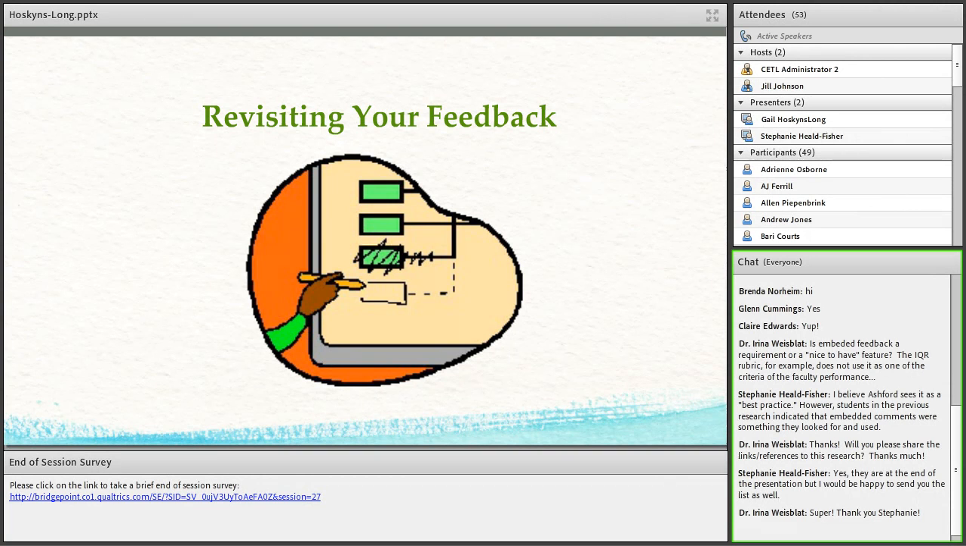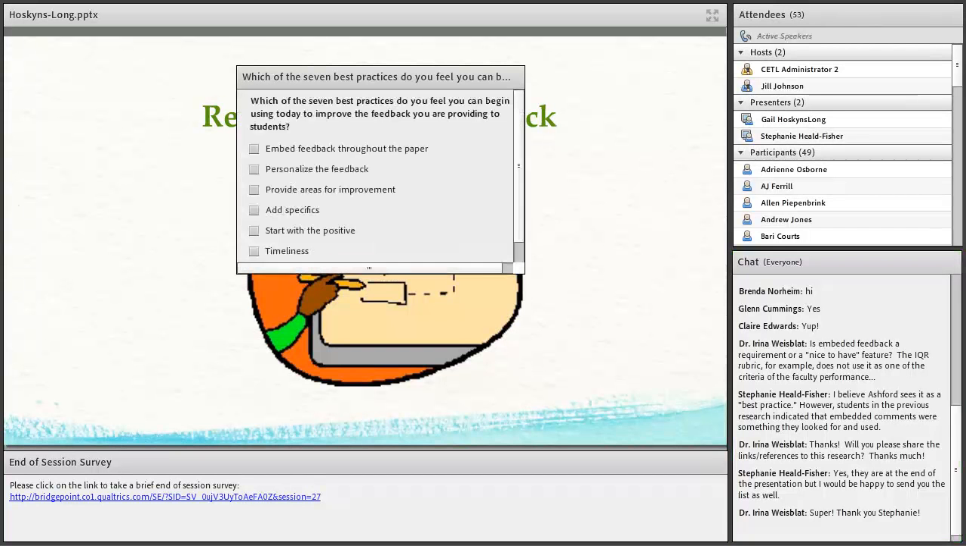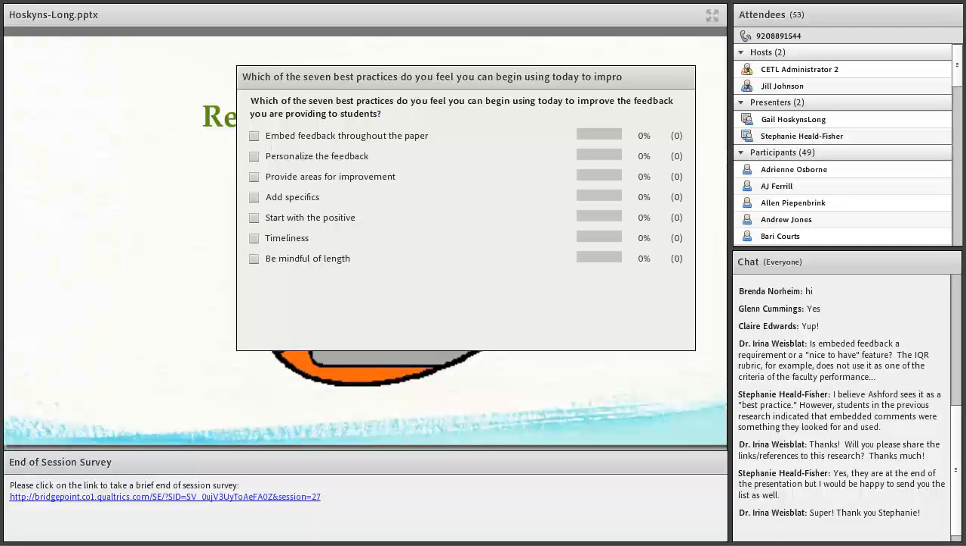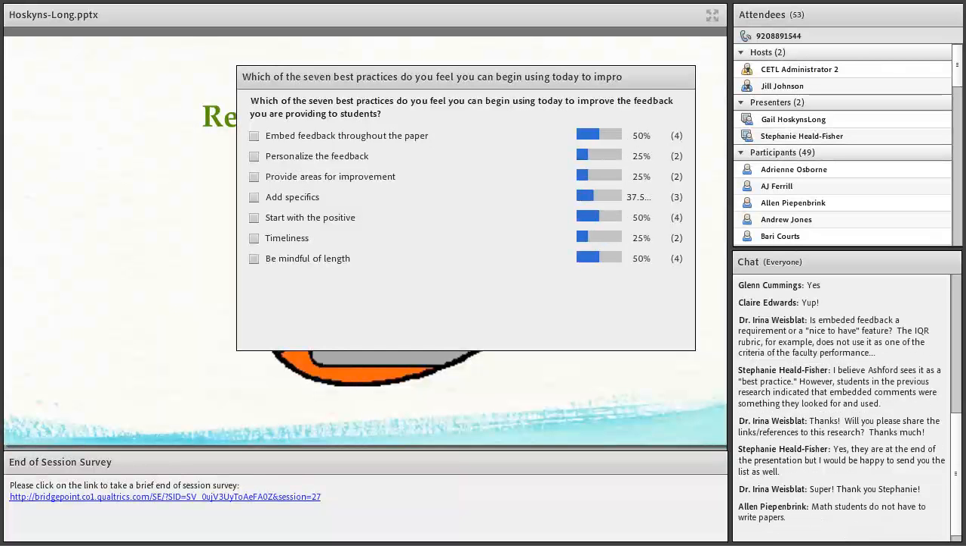We have a second poll about our best practices. And again, the question is, which of the 7 best practices do you feel that you can begin using today to improve the feedback you're providing students? So these are our 7 best practices. And one of the things we tried to keep in mind when we developed these best practices was to make them something easy for us as instructors to do.